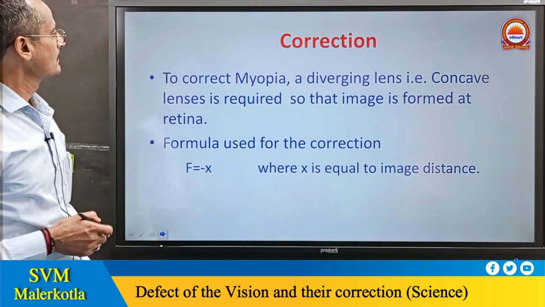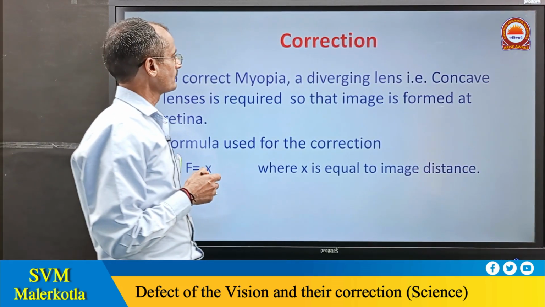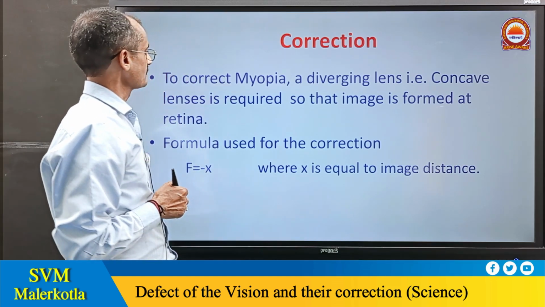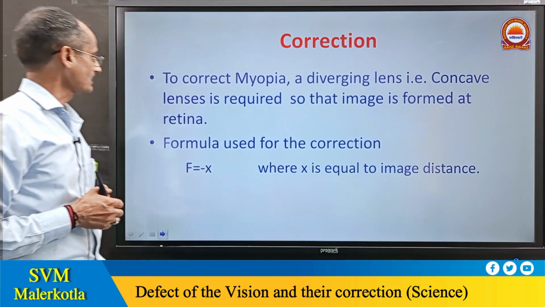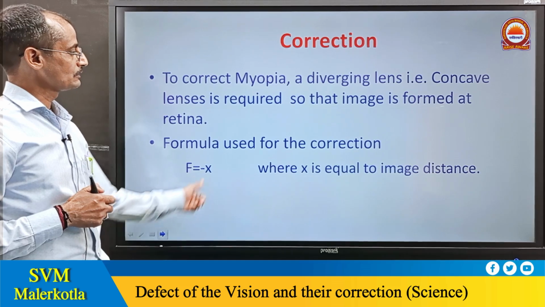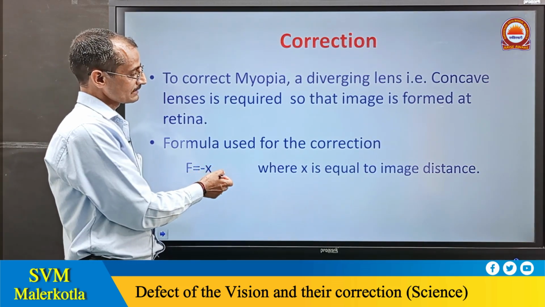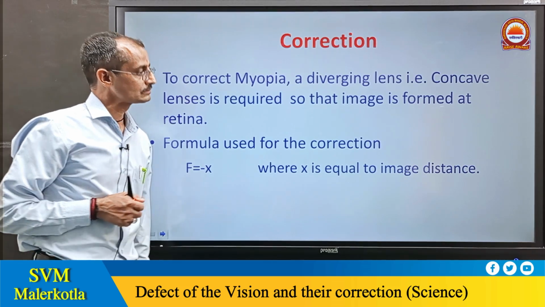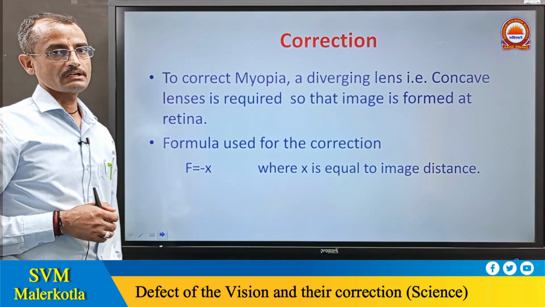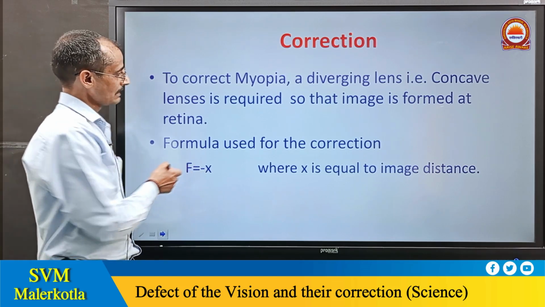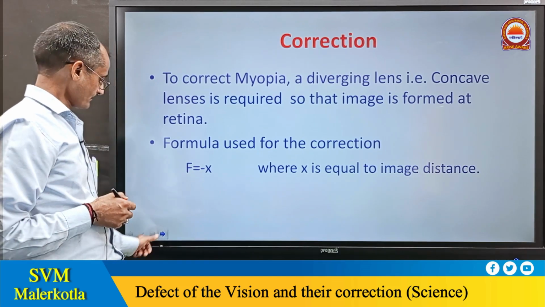Next, correction. To correct myopia, a diverging lens, that is a concave lens, is required so that the image is formed at the retina, and the formula used for correction is f is equal to minus x, where x is equal to the image distance. Now we can use these formulas for the correction.